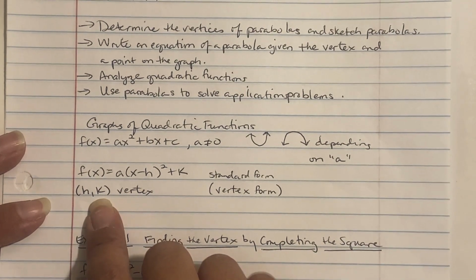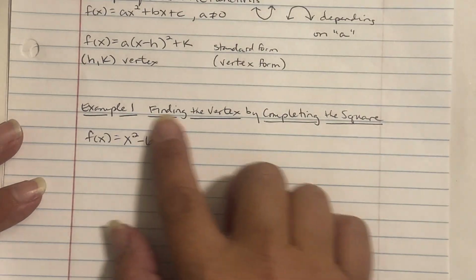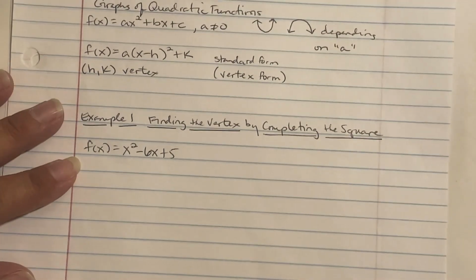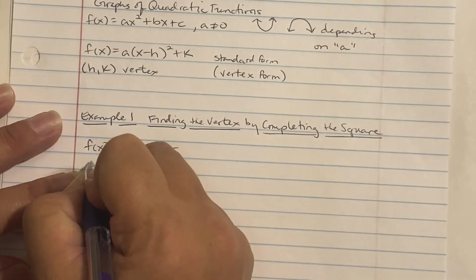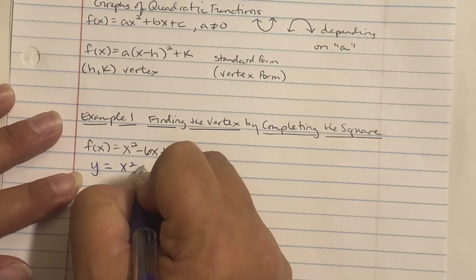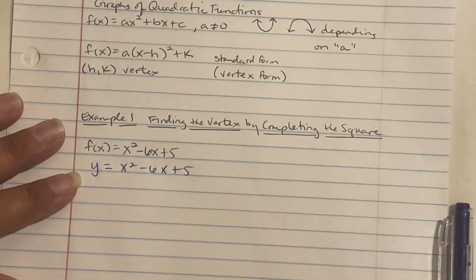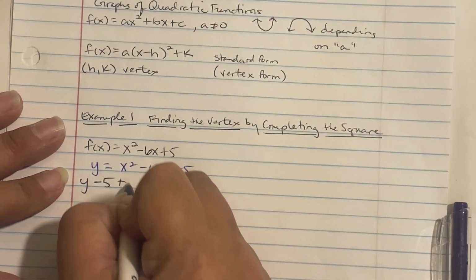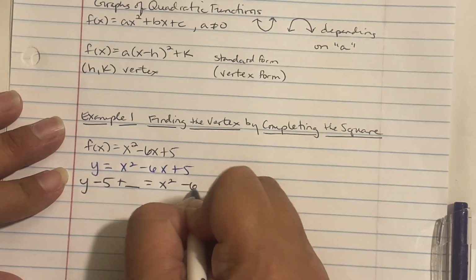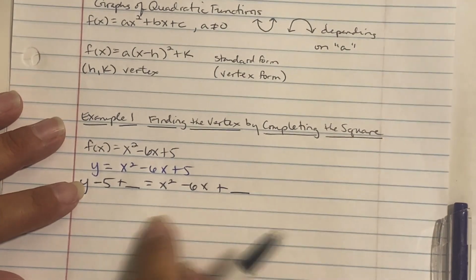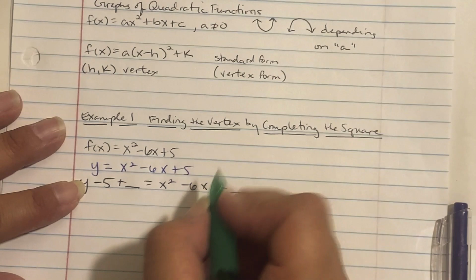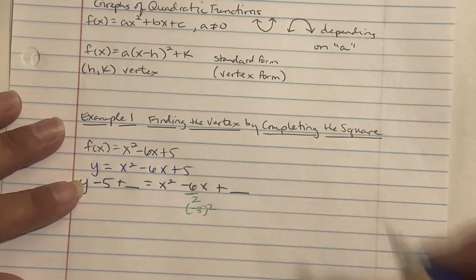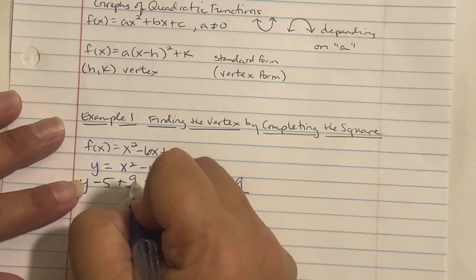So in example 1, it says find the vertex by completing the square. So we want to complete the square in this situation. First thing, think of f of x as y, so I'm going to rewrite it as y equals x squared minus 6x plus 5. I'm going to subtract 5 over, so I get y minus 5 plus a blank equals x squared minus 6x plus a blank, because remember we're completing the square. So you're going to do 6 divided by 2 and you get -3, which you're squaring. So we are going to add a 9 to the right, which means we're adding a 9 to the left. Remember, we are always balanced.